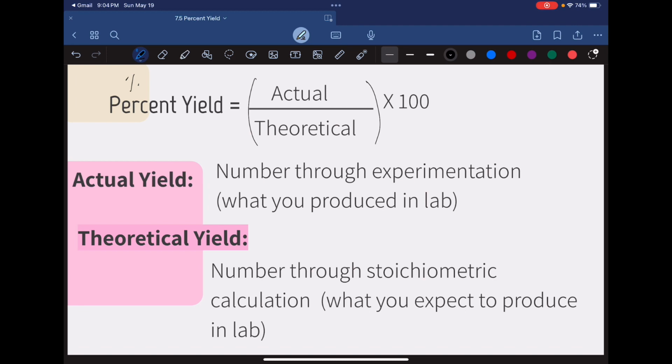So your actual yield is the number through experimentation. So it's what you produced in lab. Theoretical yield is the number through stoichiometric calculation, and it's what you expect to produce. Had everything gone right, you don't lose anything, that's what you should have been able to do. Of course, we're not all super perfect, so your actual yield might be different.